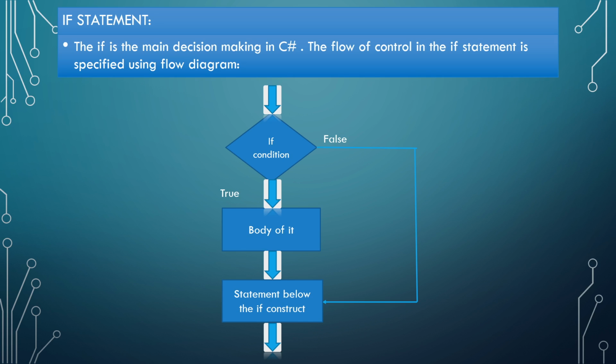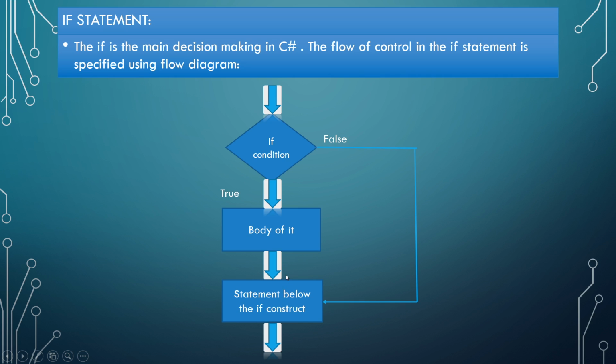The flow of control in the if statement is specified using a flow diagram. If we look at the diagram, statements in the body of if are executed if the expression evaluates to true. Otherwise, these statements are skipped and control passes to the next statement after the if construct.